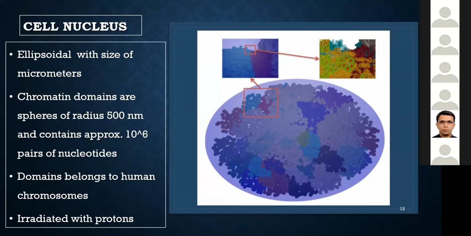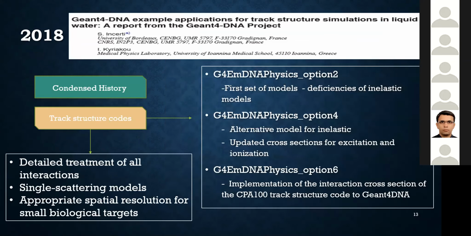So now when we create the chromosomes, we can have our cell nucleus, which is this one over here, an ellipsoid with a size of micrometers. This one is for humans, so we have all the chromosomes, that is 46. And then it is irradiated with protons. I didn't present the results over here, I just wanted to show you this geometry that was created. Why? Because afterwards we will see that the next articles take this simulation into account.